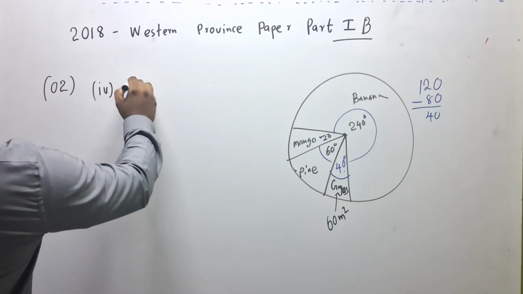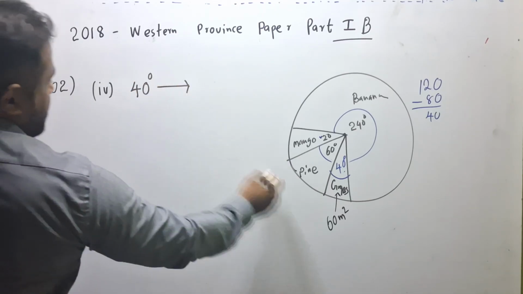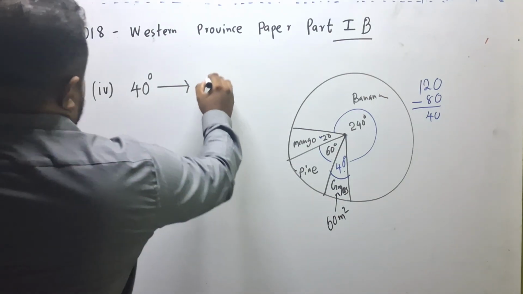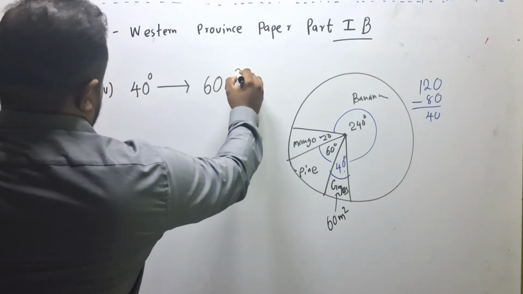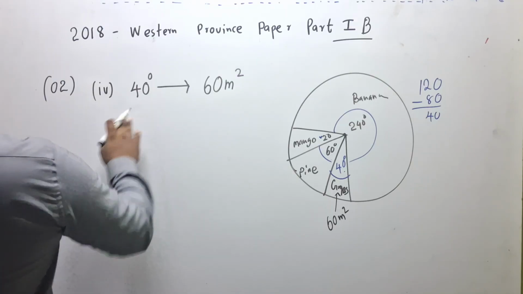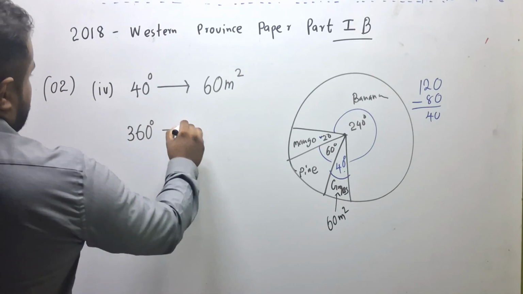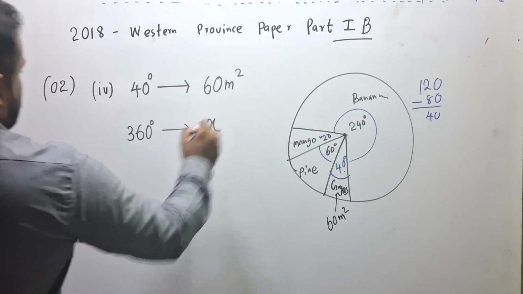What is the angle for grapes? For 40 degrees, what is the used square meters? 60 square meters is used. They are asking about the whole land. Whole land means the 360 degrees representation. I am naming it as x.